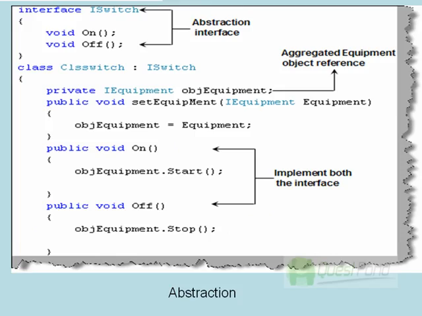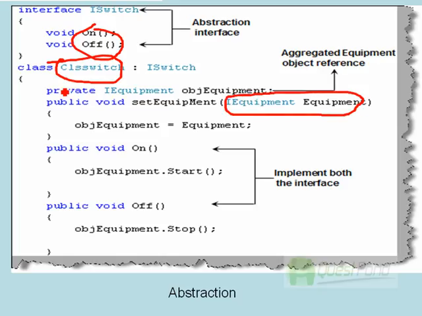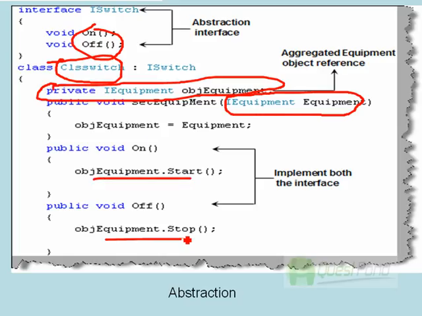Now let's go to the abstraction part. My abstraction is a switch, and the switch has on and off. Now what I'll do is take an equipment as my reference internally. So I've aggregated the equipment interface in the class Switch, and I will just call start and stop. I don't know which equipment I'm starting and stopping. But because I'm just using this common interface IEquipment, I can start and stop any kind of equipment I want. So this is my abstraction.